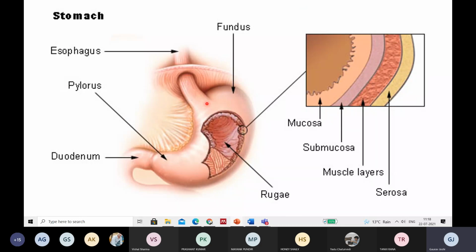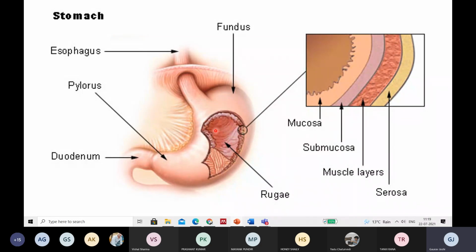For example, I have taken this figure to explain. This is our stomach, and in the stomach there is a mucosa layer. This is the extra layer. It is not the epithelial layer found in other organs; in the stomach, the epithelial layer is replaced by the mucus layer. The mucus layer protects the stomach lining from the highly acidic HCl, which has a pH of 2 to 3. This mucosa protects the stomach from the acid.